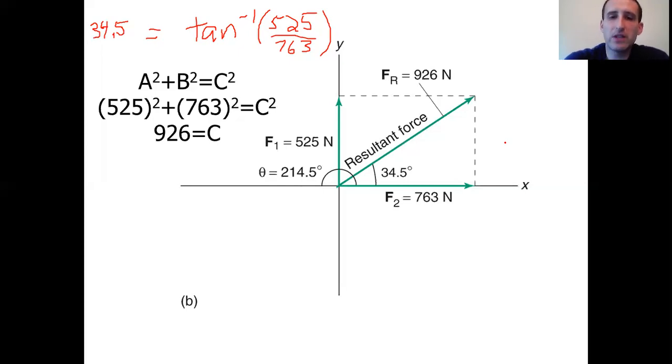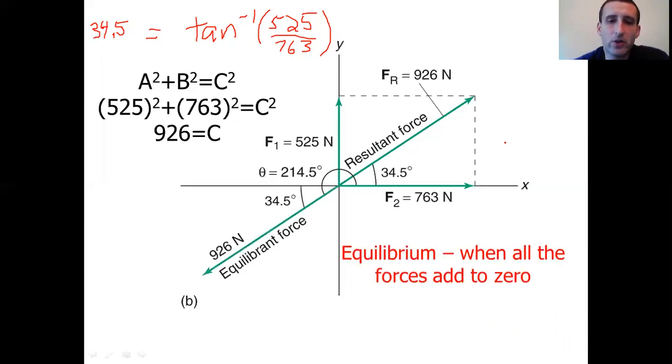What can we do to keep this object from moving? What we need in that case is a force, what we're going to call the equilibrium force. We're going to need a force that's just big enough and in just the right direction to cancel out the forces that are already present. So how do we cancel out F1 and F2 with a single force?